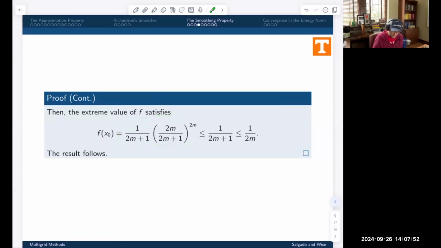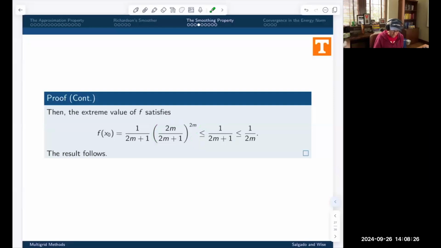Now, what we're going to focus on is this guy right here. Let's start with 2m over 2m plus 1. What do we know about such a number? This could be something like 8 over 9. That's a fraction, and that fraction is less than 1. If we have a fraction less than 1 raised to a positive power, the whole thing is less than 1. So we can replace this part by 1, and we get something bigger.